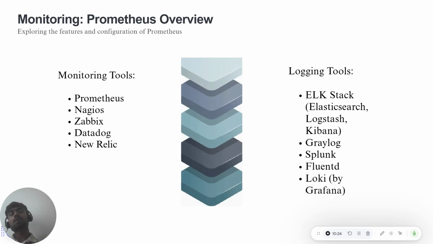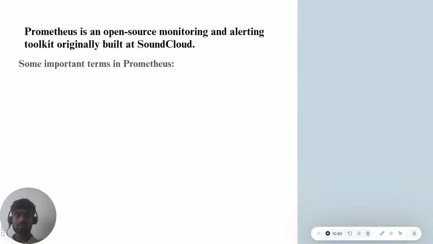In monitoring and logging, there are certain tools which we use for software delivery. Monitoring tools are Prometheus, then Nagios, then Zabbix, then Datadog, then New Relic. These all are monitoring tools, and logging tools are ELK Stack, Graylog, then Splunk, then Fluentd, then Loki. These tools we use under monitoring and logging.